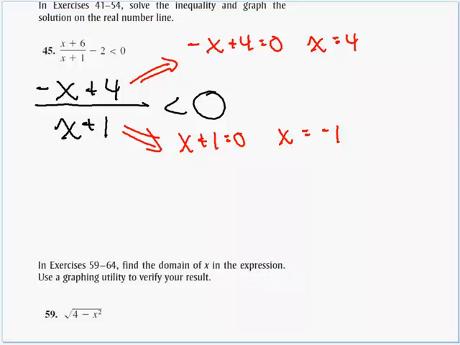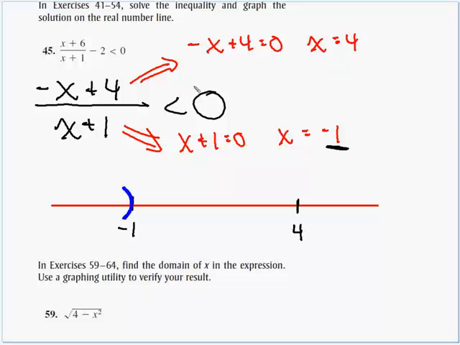Now we just got to graph that on a little number line here. See what we got. 4 and negative 1 is where the important stuff is happening. So here's negative 1. Up here would be 4. And remember, where the denominator would equal 0 at this negative 1, that is always going to be a parenthesis. And I'm not sure which way it's going to go. I'll put it this way for now.